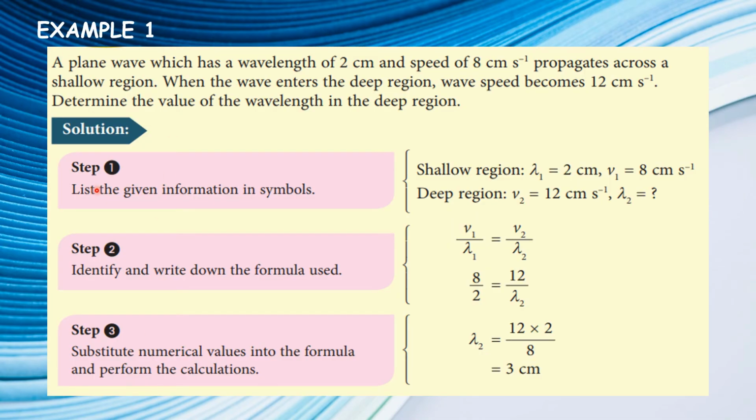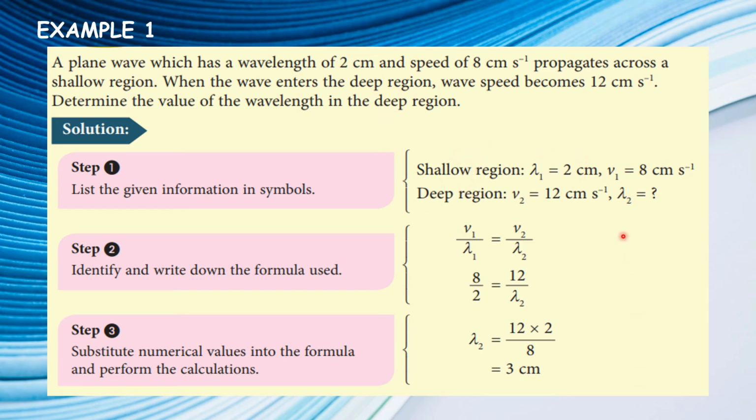Now we want to see example 1. A plane wave which has a wavelength of 2 cm and speed of 8 cm per second propagates across a shallow region. When the wave enters the deep region, wave speed becomes 12 cm per second. Determine the value of the wavelength in the deep region.